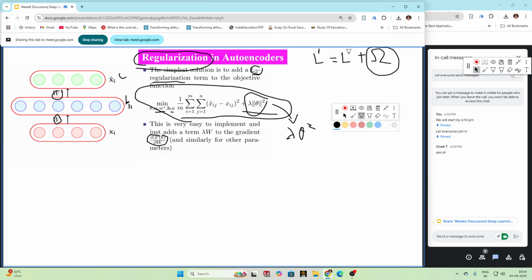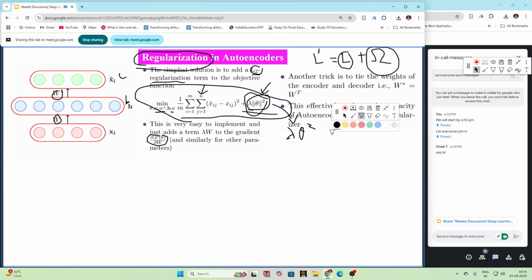When our loss was just L, that is the mean square loss, then we calculated it that way. Now our new loss has become this, and we need del L theta by del W. So we just have to differentiate the extra term that is added to our loss function. Earlier we were just focused on this; now we have to differentiate this also to get del L theta by del W.